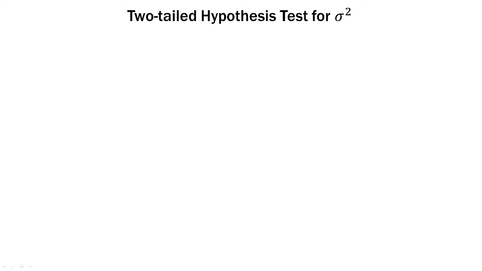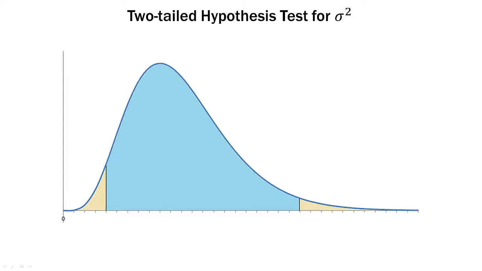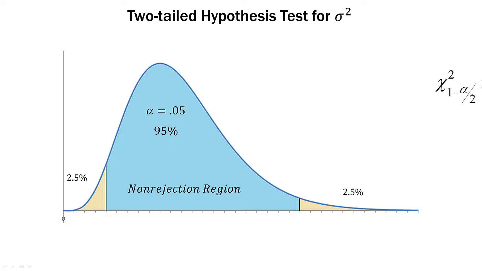So let's go ahead and look at the two-tailed hypothesis for sigma squared, the population variance. Now remember, we're using the chi-square distribution. So we're going to set an alpha level of 0.05. So we're talking about the middle 95% of this chi-square distribution. That means we have 2.5% in each of the tails. In the middle is our non-rejection region. So if our test statistic falls in that blue region, we will then fail to reject the null hypothesis.